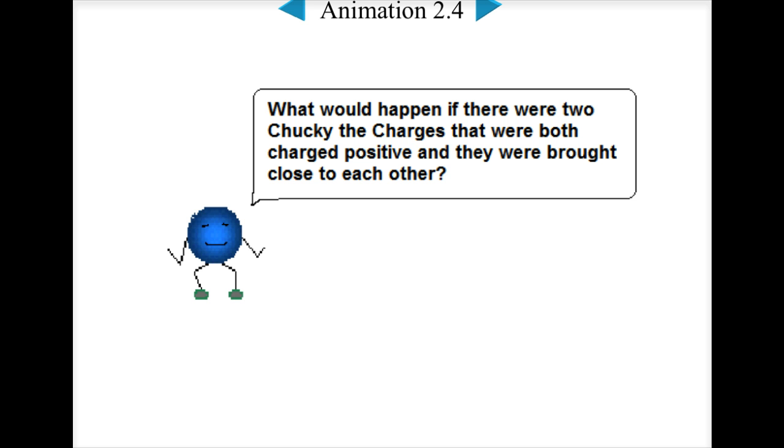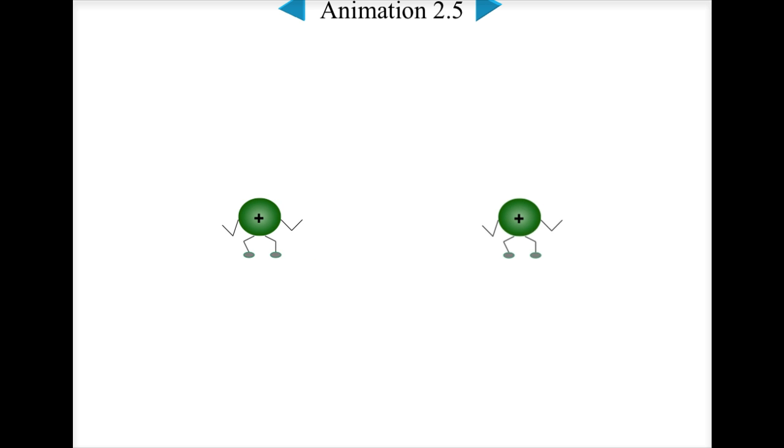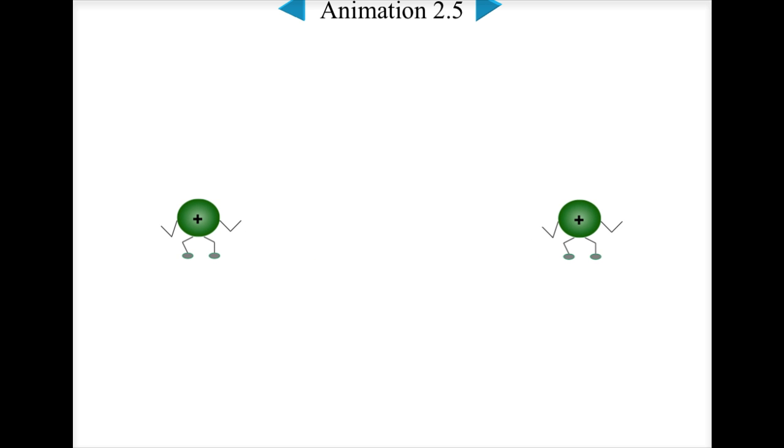So what do you think would happen if there were two Chucky the Charges that were both charged positively and brought close together? That's right. They run away from each other or repel.